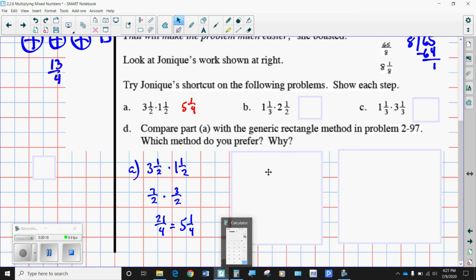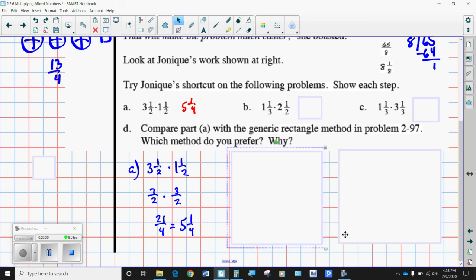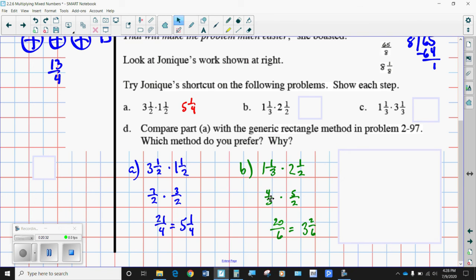Okay? You go ahead and do part B and C and see if you get the same answer as me. All right, let's see how you did with B. With problem B, 1 1/3 can be written as 4/3. 2 1/2 can be written as 5/2. So when you multiply 5 times 4, you get 20. 3 times 2 is 6. 3 2/6, right? Because 6 goes into 20 3 times, that's 18 with 2 left over. 2/6 can be simplified to 1/3. So our answer here is 3 1/3.